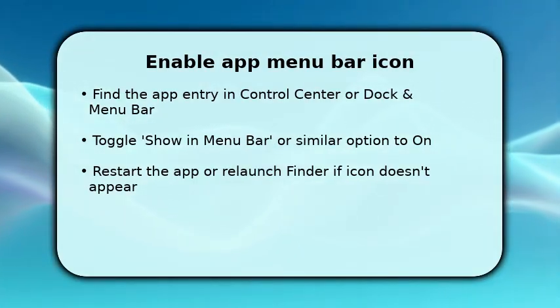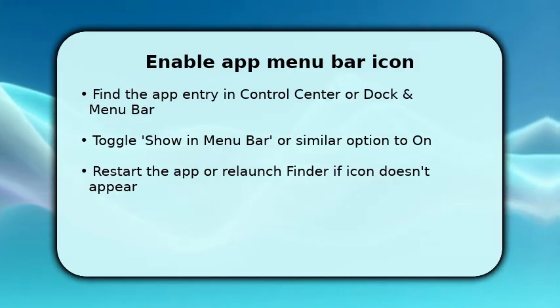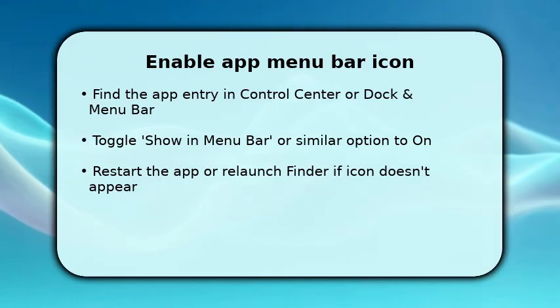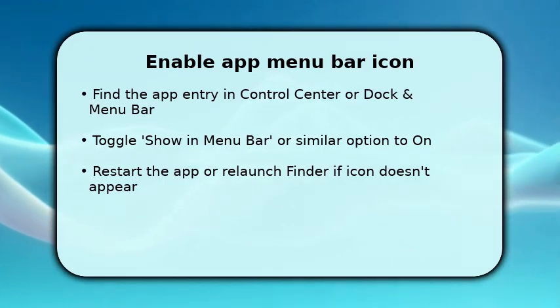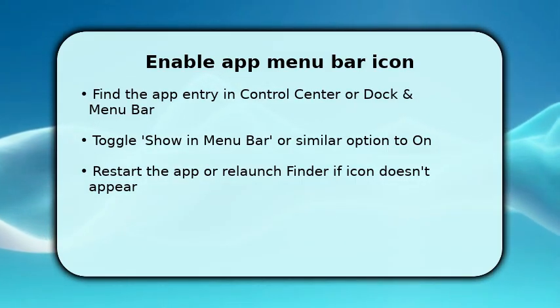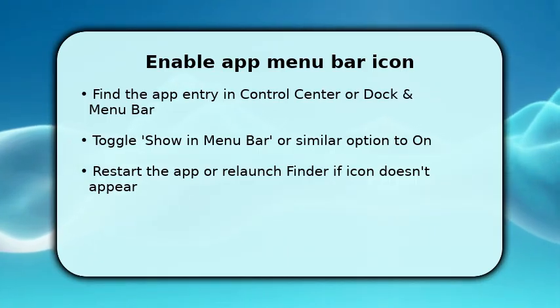Apps often appear by name or as a category. Toggle the option labeled Show in Menu Bar or Keep in Menu Bar to on. Some apps use a separate setting inside their Preferences app menu. If the app provides an internal setting, enable the menu bar icon there and then quit and reopen the app.